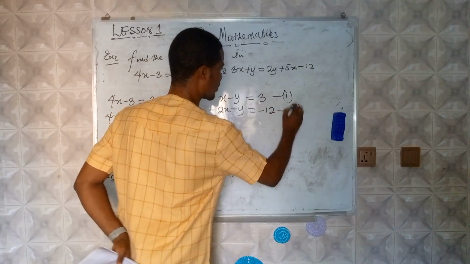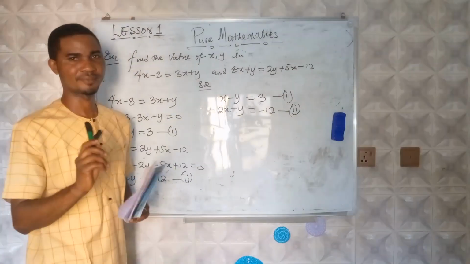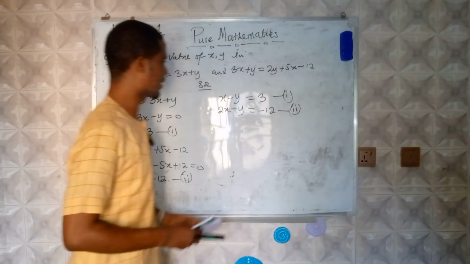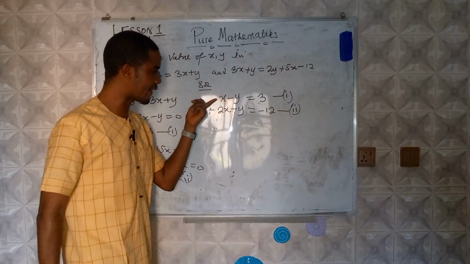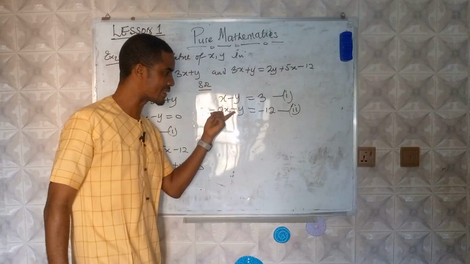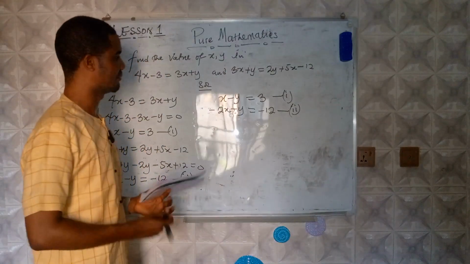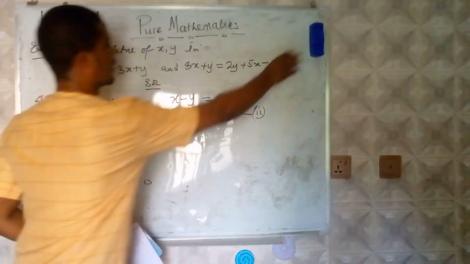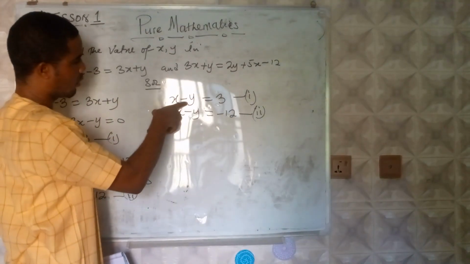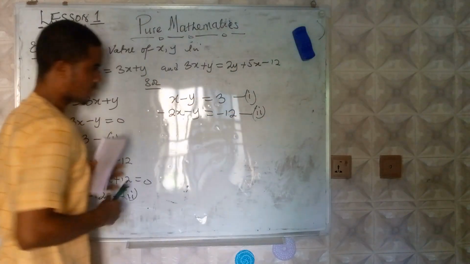This becomes equation 2. So the next thing I'm going to do is to eliminate one unknown. If I eliminate one unknown, I can now be able to find the one that is remaining. If you watch, the coefficients of x are not the same, but the coefficients of y are the same. So I can decide to eliminate y first. Having established the fact that the y have the same coefficient, I'm going to eliminate y.